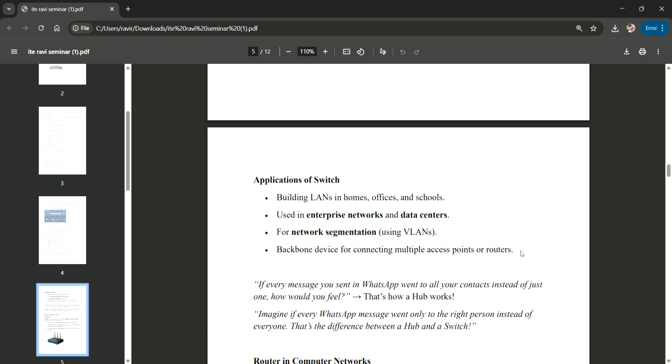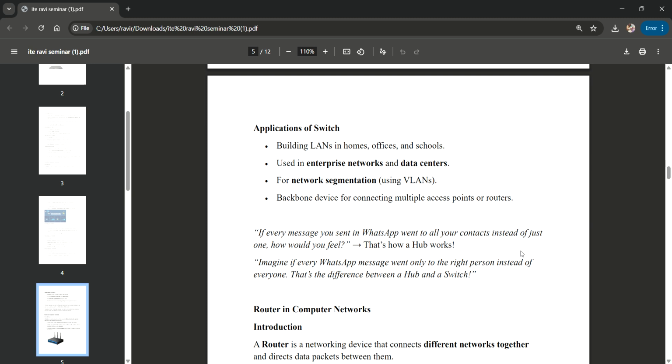So, for instance, imagine if every WhatsApp message went only to the right person instead of everyone. That is how the switch works. So, this is the main difference between the hub and a switch.